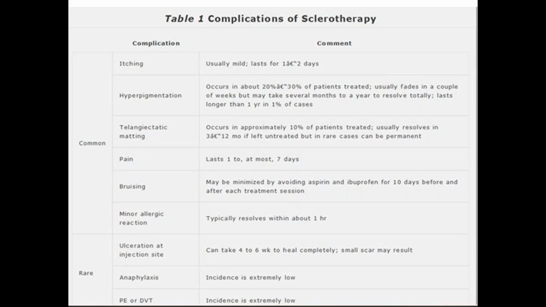One is itching, hyperpigmentation, telangiectatic matting, pain, bruising, minor allergic reactions, ulcerations at the injection site, and anaphylaxis. And pulmonary embolism and DVT. Although the incidence is extremely low, they can occur.